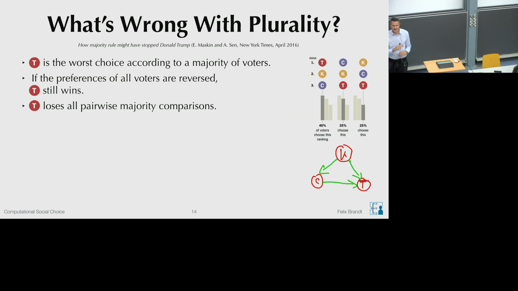The point that I want to make at this point is just that plurality is not a good voting rule. There are much better voting rules. But later on in the course, we are going to prove some impossibility theorems, which say that none of these rules satisfies a couple of specific axioms.